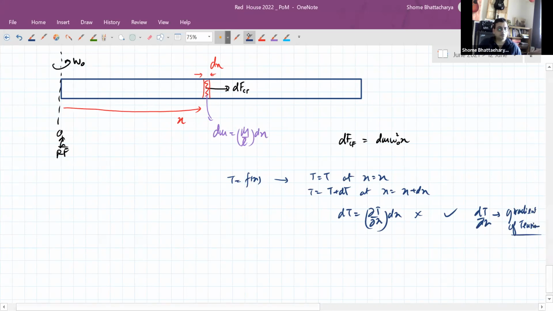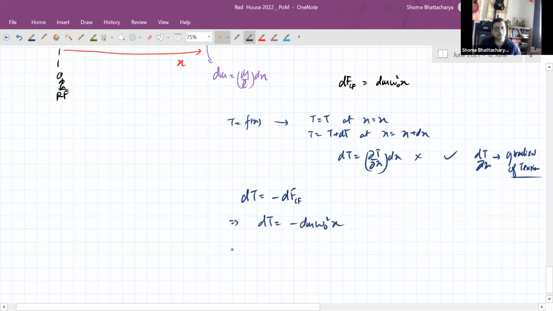So if the tension from this side is T, because this is x, from this side we'll take it as T plus dT. From the free body diagram, you'll get that dT is equal to minus of this. Actually the tension on this side is more. Anyhow, dT will become minus dm omega square x. So this is how the tension is varying with respect to x.